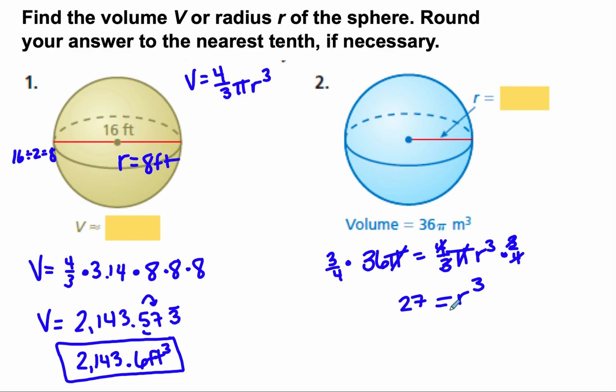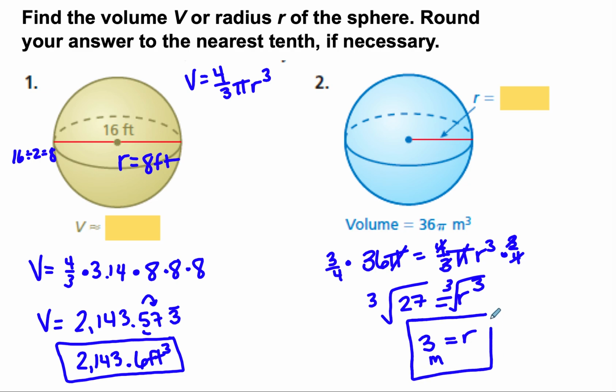To cancel out the cubed, I need the cubed root. Cubed root of 27 is going to be 3. 3 times 3 is 9. 9 times 3 is 27. 3 meters is our radius.